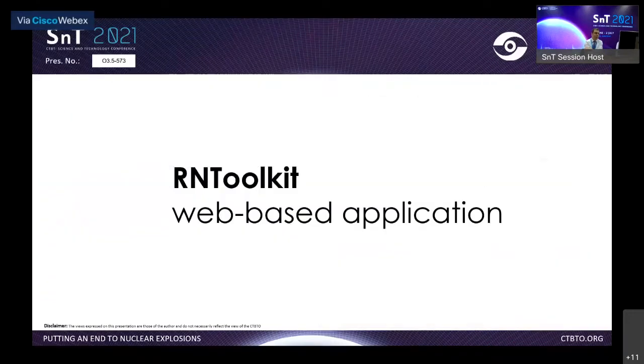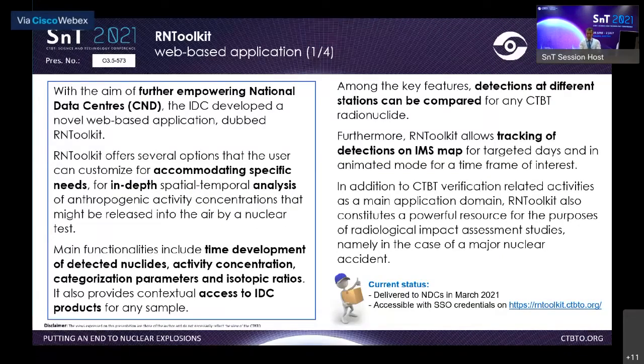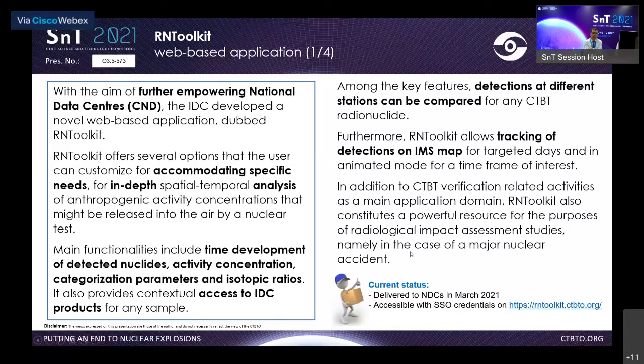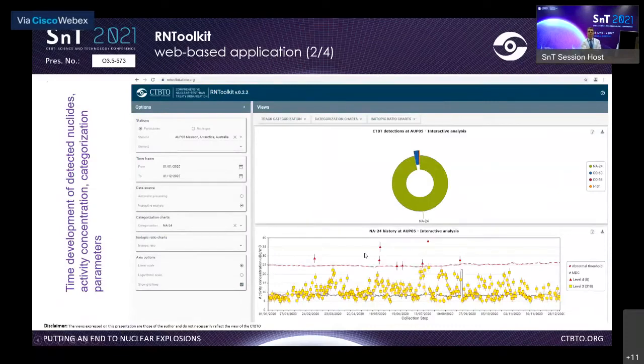So the Aran Toolkit, this is the last part. The idea of the Aran Toolkit started at the Expert Technical Analysis and Special Studies section almost 2 years ago. The aim is to further empower the national data centers by allowing easy access to the IDC external database just from a GUI, by selecting the time frame and then the station of interest. The tool can already answer the question, what radionuclides have been detected? And this is available for both particulates and noble gas.